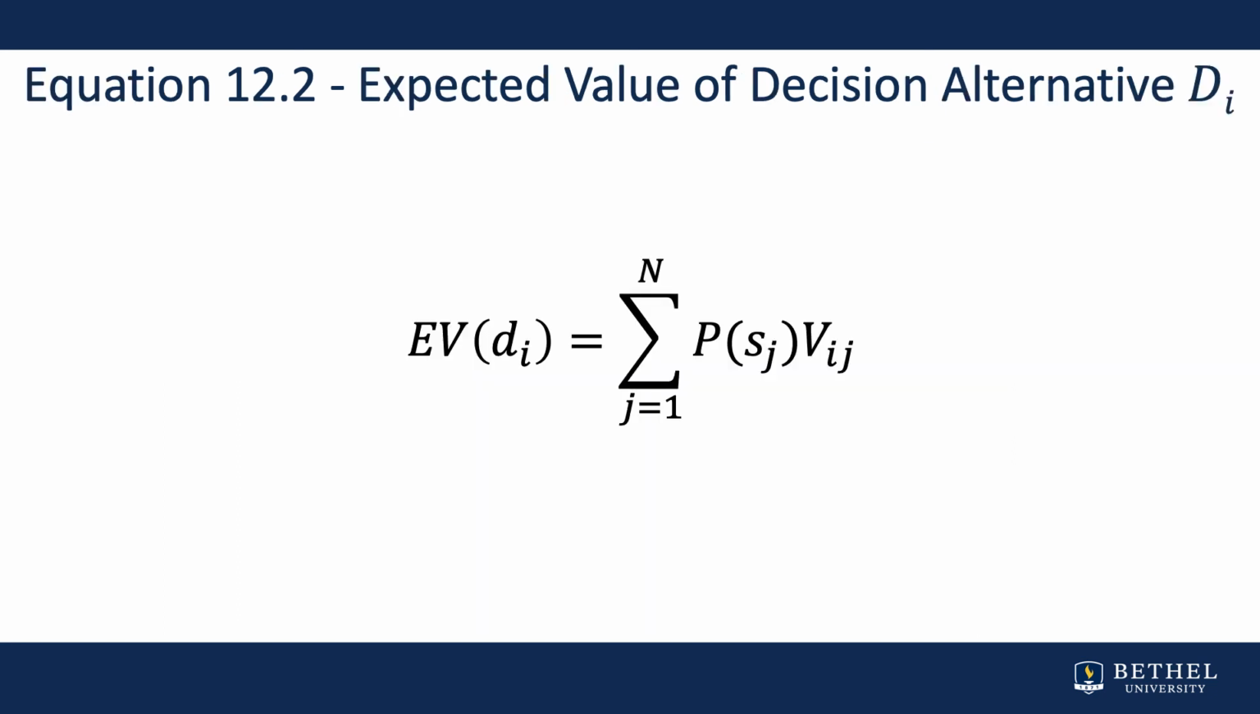Now, if we look at equation 12.2, which is the expected value of decision alternative D sub i, it is equal to the summation of the probabilities of the states times the payoffs for the decision and the related state. That is what that equation means. EV(D sub i) is equal to the summation of j from 1 to N of P(state), which would be S sub j, times the payoff, which would be V sub ij.